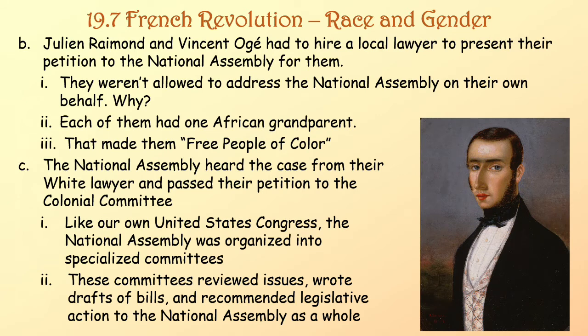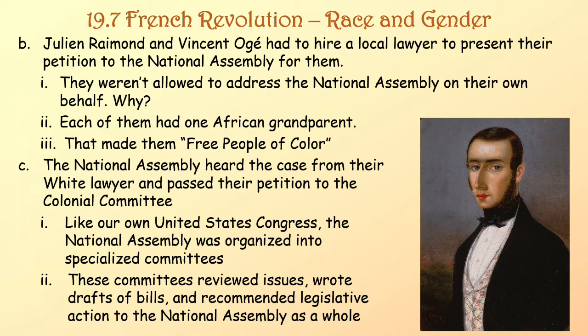And Julien Raimond and Vincent Ogé had to hire a local lawyer to present their petition to the National Assembly for them. They weren't allowed to address the National Assembly on their own behalf. Why? Each of them had one African grandparent, and that made them free people of color. The National Assembly heard their case from their white lawyer and passed their petition to the Colonial Committee.